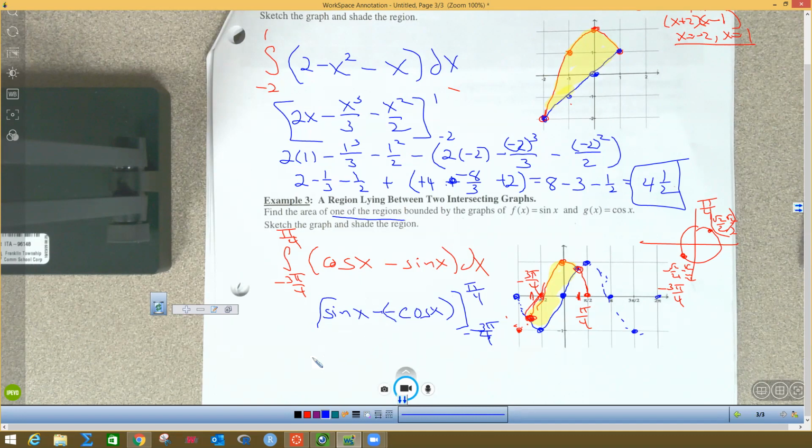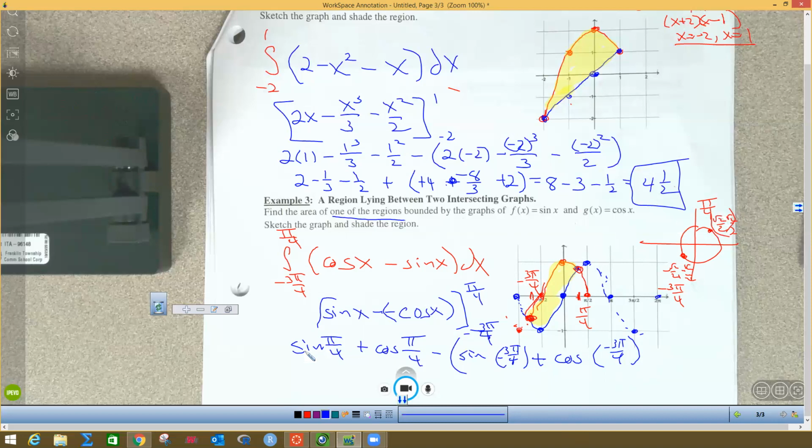Okay, so two negatives make a positive, so this is going to be sine pi over 4 plus cosine pi over 4, because the two negatives make a positive, minus, you got to go parentheses, sine of the lower bound, which is negative 3 pi over 4, plus cosine of negative 3 pi over 4. Okay, so that right there can be your answer in this class, but we're going to keep going because we're going to plug in our values.